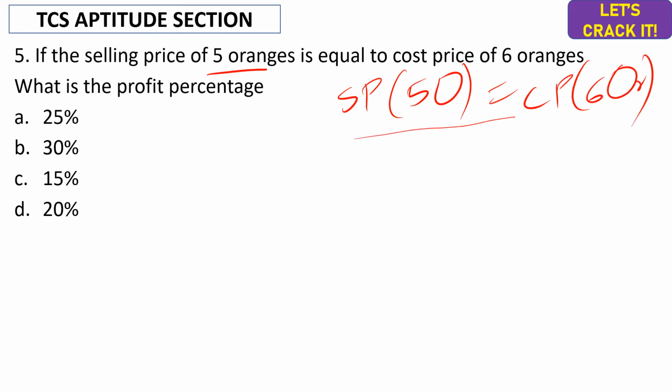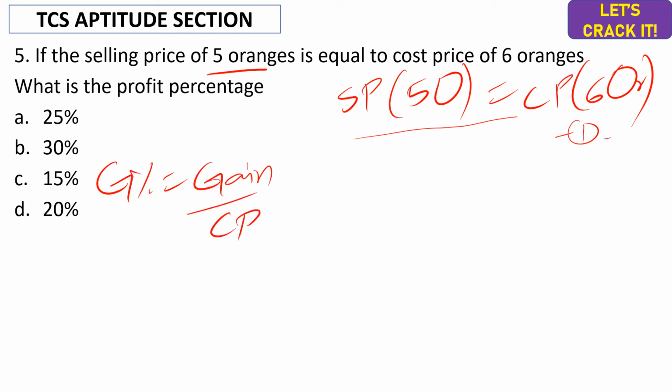So it is fine, right? We need to use it in the course of our solution. So I am making an equation: gain percentage formula is equal to gain by CP into 100. Gain can be written as (SP minus CP) divided by CP into 100.